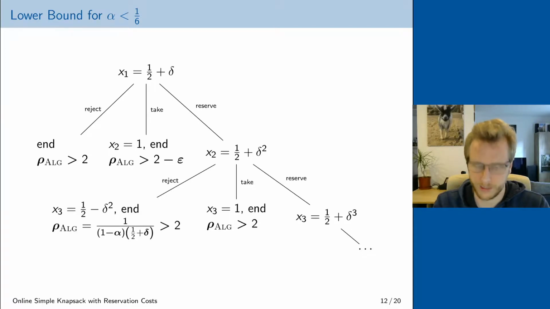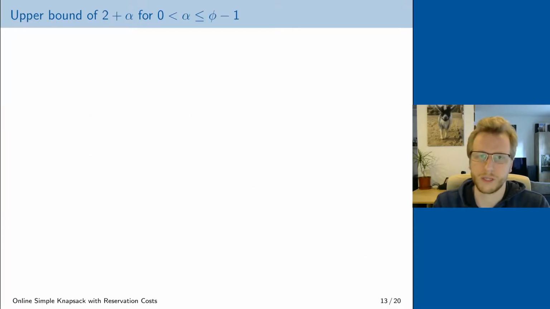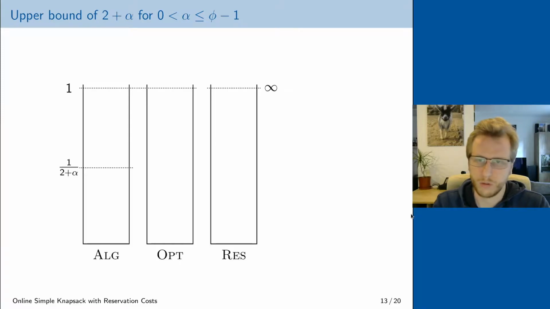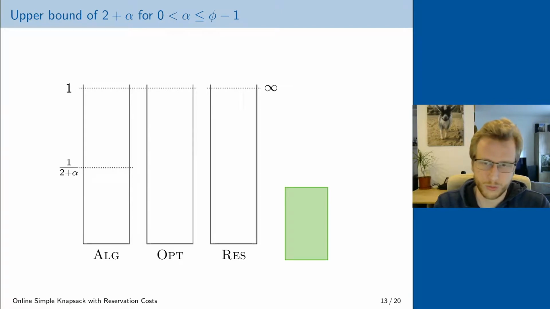Now let's look at an upper bound for this area between 0 and the golden ratio minus 1. And now it's the same picture as before, but we've drawn in this little bound right here. And it's 1 divided by 2 plus alpha. This is an important bound for our algorithm because it tells us basically when we are done with the algorithm. So for this demonstration, it's not really necessary how big these items are exactly. So I haven't labeled them here and it's not really important. It's only important relative to this bound.